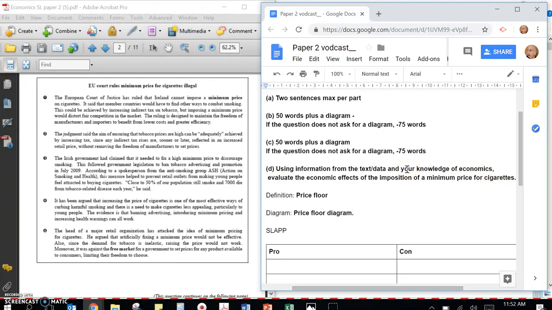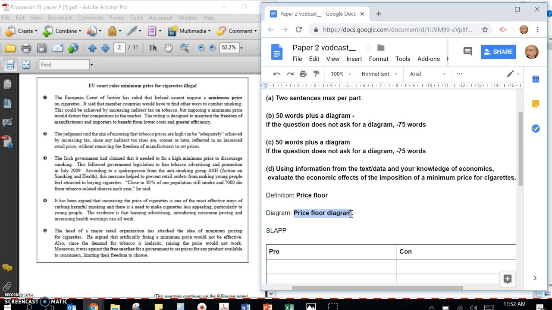Now, an often overlooked aspect of paper 2 part D is that there is still need for definitions, and you should always look to incorporate a diagram. Here we can see that a definition would likely be price floor, and you should be looking to include a price floor diagram somewhere and using it for analysis.